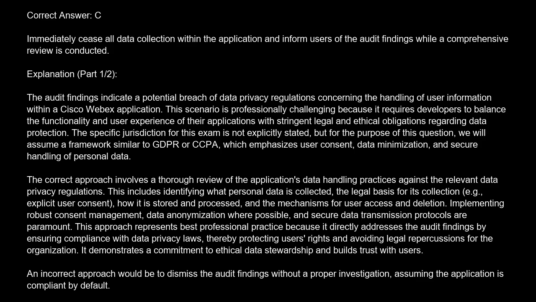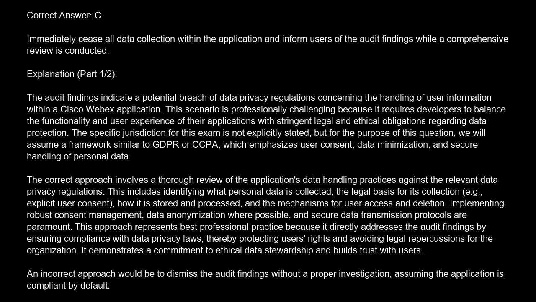The specific jurisdiction for this exam is not explicitly stated, but for the purpose of this question, we will assume a framework similar to GDPR or CCPA, which emphasizes user consent, data minimization, and secure handling of personal data. The correct approach involves a thorough review of the application's data handling practices against the relevant data privacy regulations. This includes identifying what personal data is collected, the legal basis for its collection, e.g., explicit user consent, how it is stored and processed, and the mechanisms for user access and deletion. Implementing robust consent management, data anonymization where possible, and secure data transmission protocols are paramount.